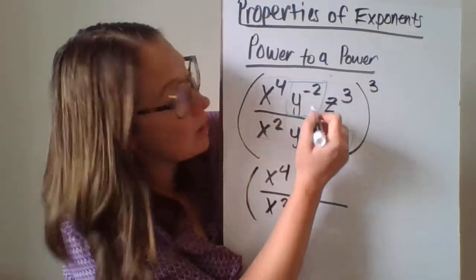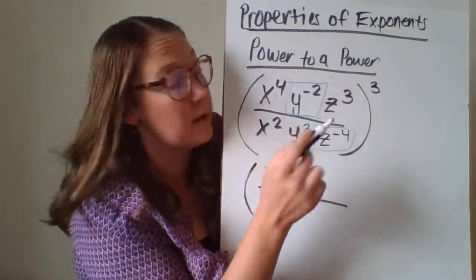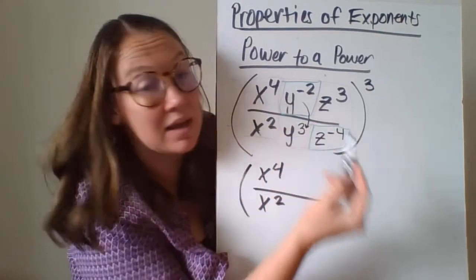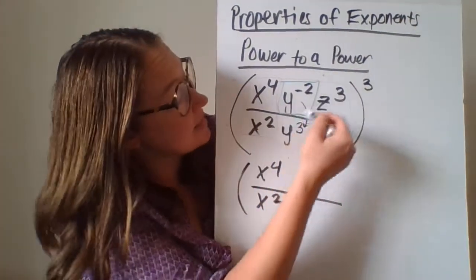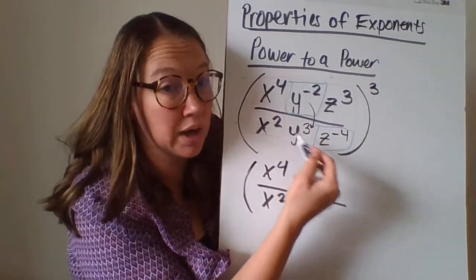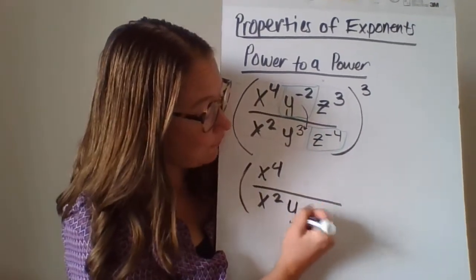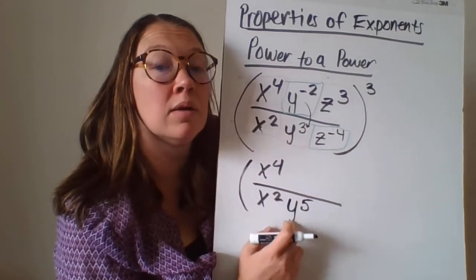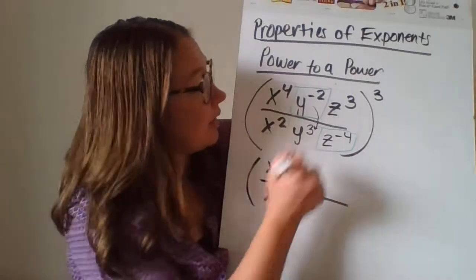Okay. This y to the second, remember back on our negatives, if it has a negative exponent, it moves opposite and becomes positive. So I'm going to take this y to the second, and I'm going to move it down here with these three y's that are already here. So now I'm going to have y to the 5th power down here. Now those y's are done.